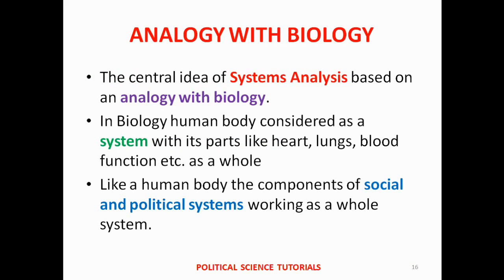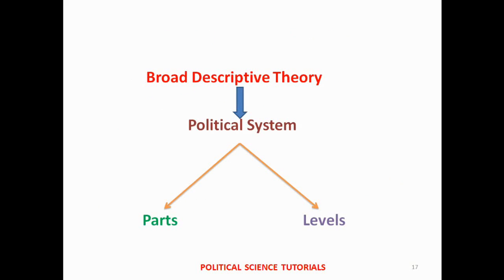Actually, the systems approach to politics allows one to see the subject in such a way that each part of the political canvas does not stand alone but is related to each other part. As the human body is considered a system with a combination of different parts, and it functions properly as a whole, like a human body, the components of social and political systems work as a whole system. Systems theory is a broad descriptive theory.